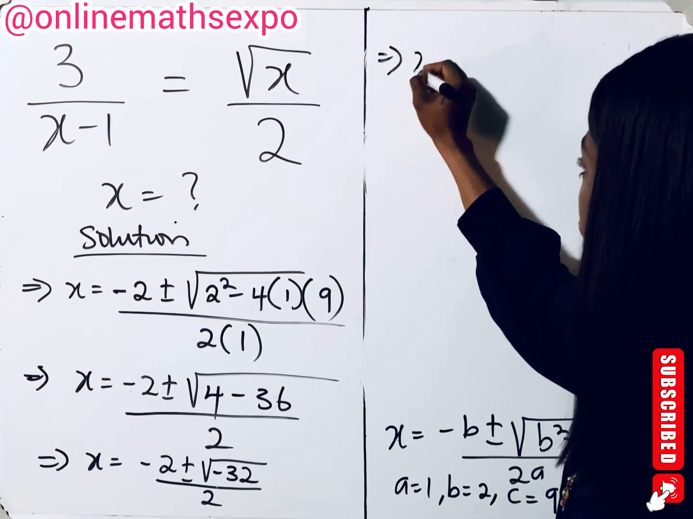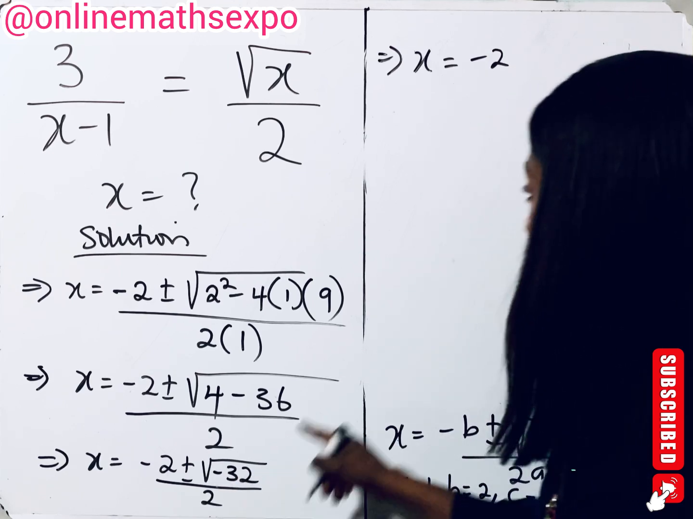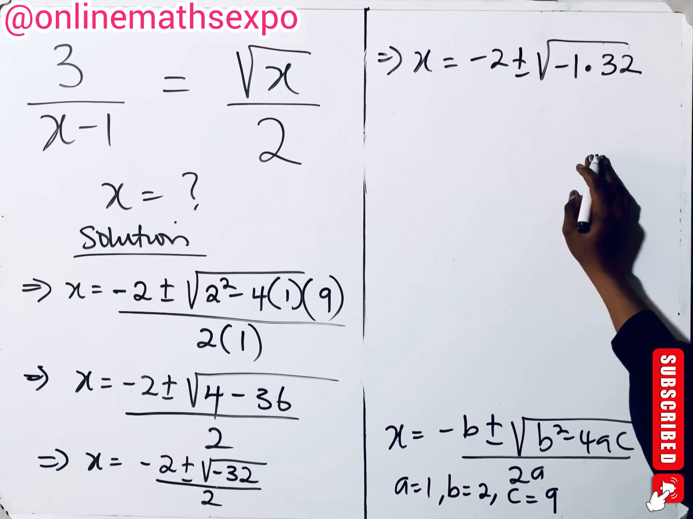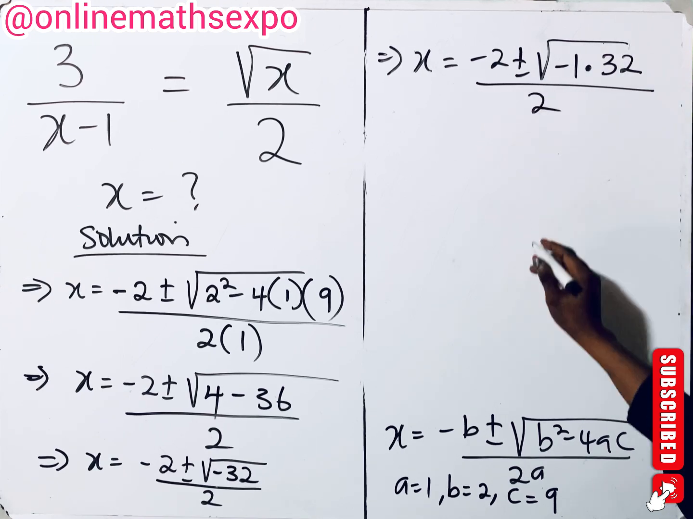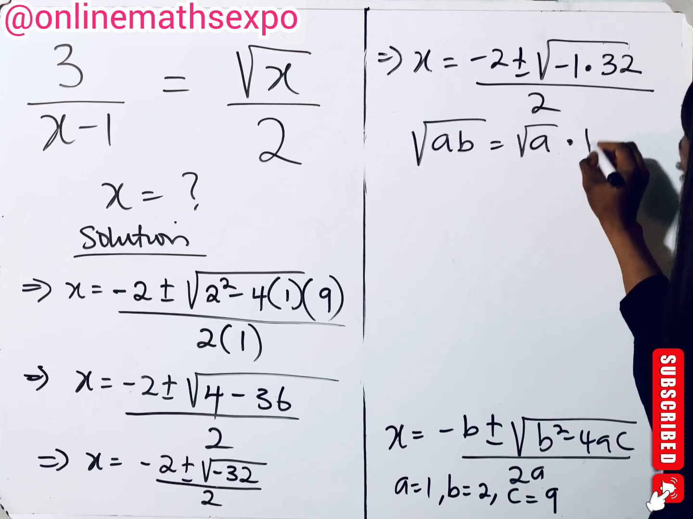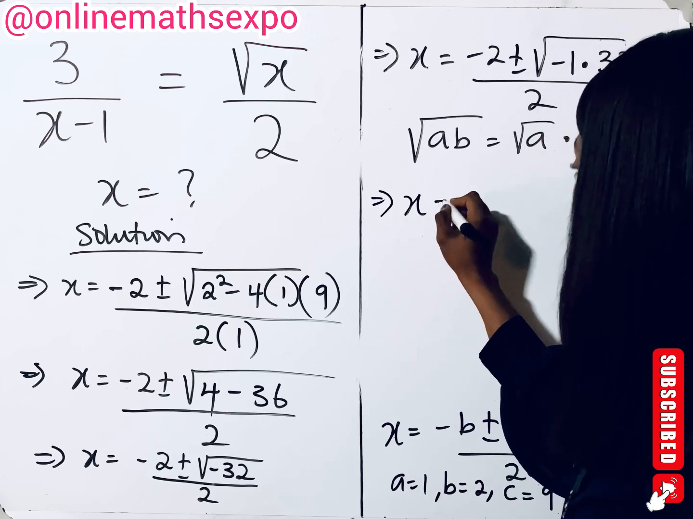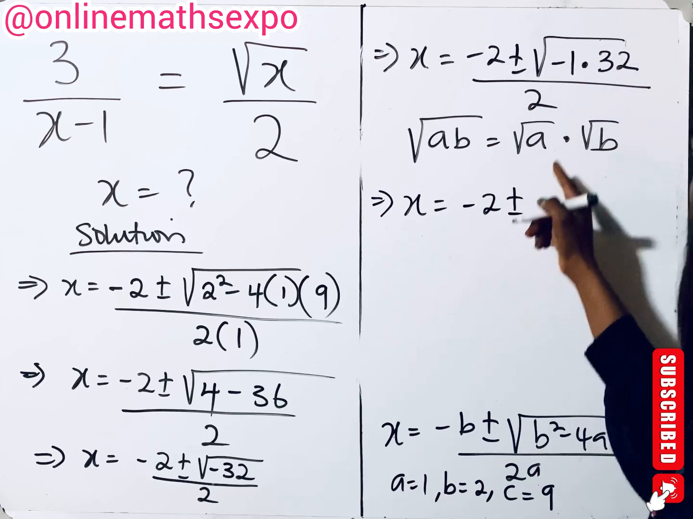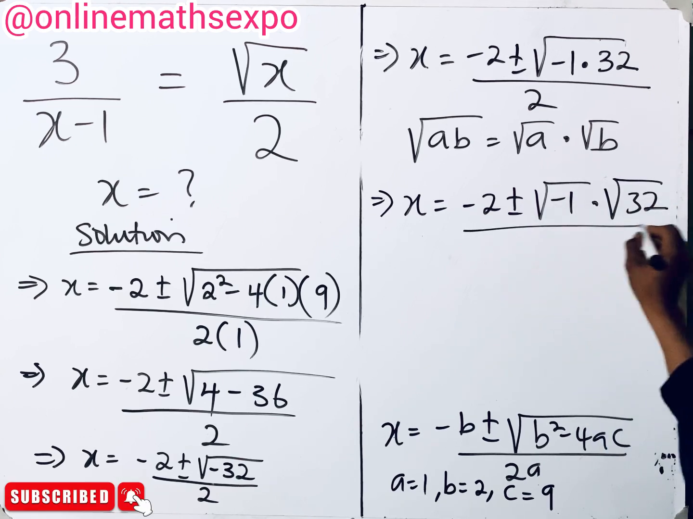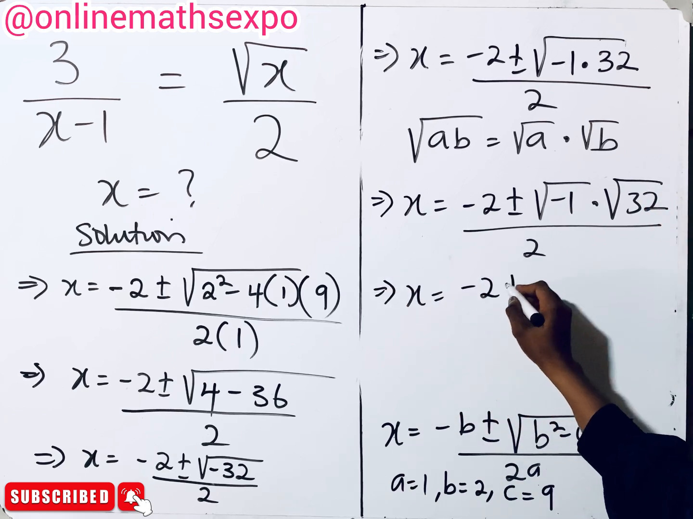This implies that x is equal to negative 2 plus or minus the square root of negative 32, all divided by 2. Now when you have this, it is the same as negative 1 multiplying 32, all divided by 2. Remember that when you have root ab, it is the same as root a multiplied by root b. So we now have x is equal to negative 2 plus or minus, split this, the square root of negative 1 multiplied by the square root of 32, all over 2. You see what we're doing?